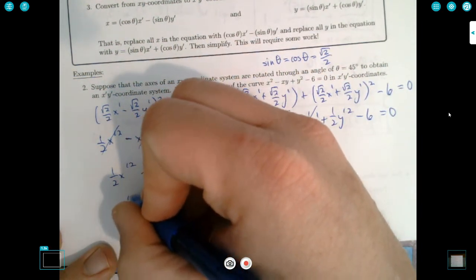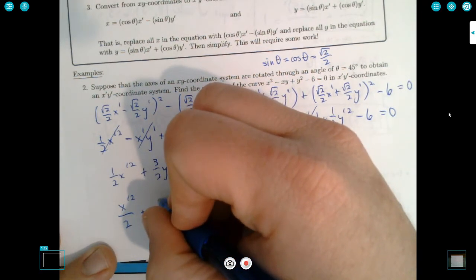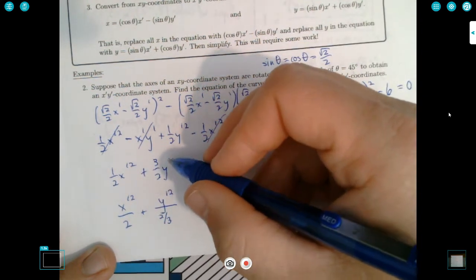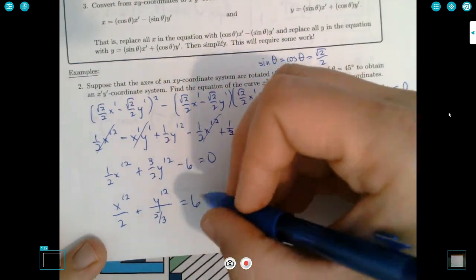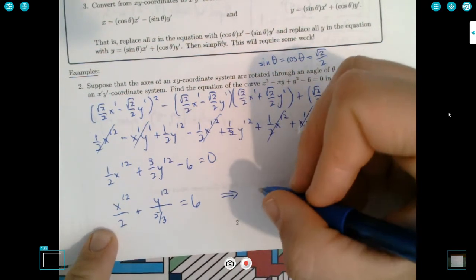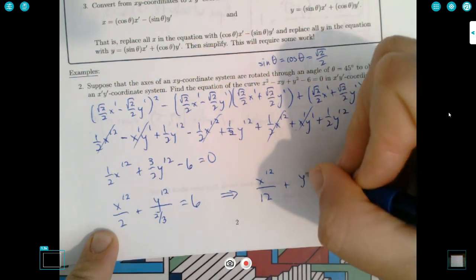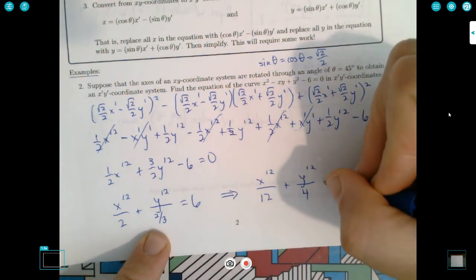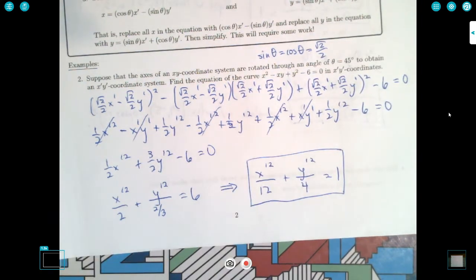So I'm going to have x prime squared over 2 plus, we can say y prime squared over 2/3, right? 3/2 times that is the same as dividing by 2/3 equals 6. And then I can divide through by 6, which is the same as multiplying the denominators by 6. So I would get x prime squared over 12 plus y prime squared over 3 would cancel, 3 leaves, so over 4 equals 1. And there's our beautiful ellipse.